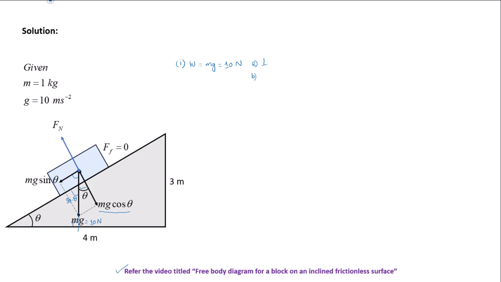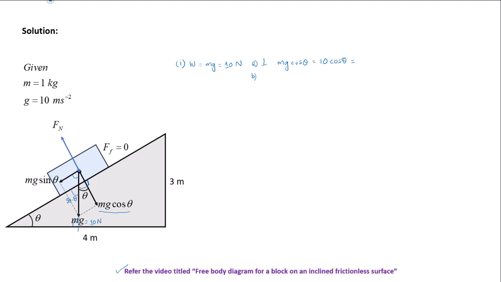And why do we call it the normal component? Because it is perpendicular to the inclined surface. So the perpendicular component will be equal to mg cos theta. That is, m is given as 1, g is given as 10, so I can write this as 10 cos theta. But what's cos theta?